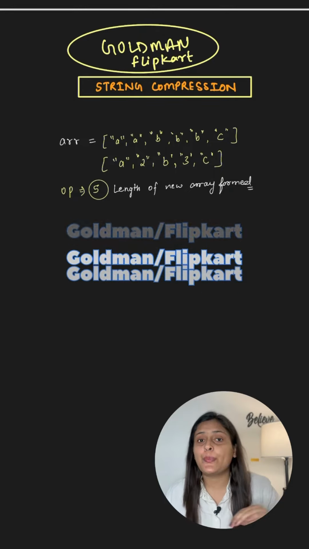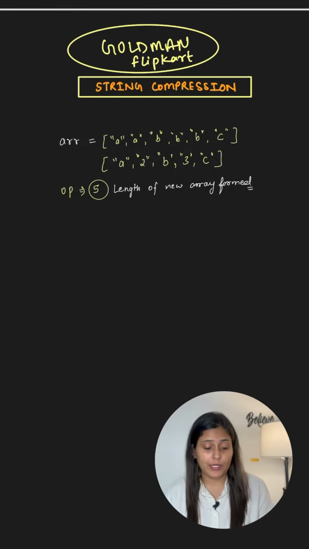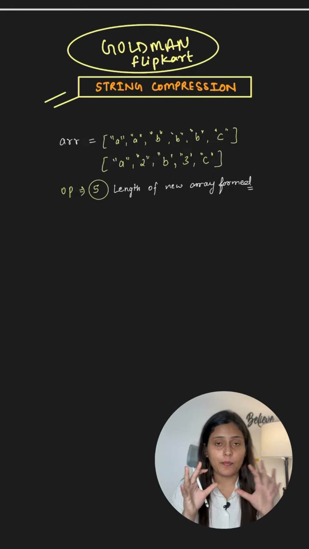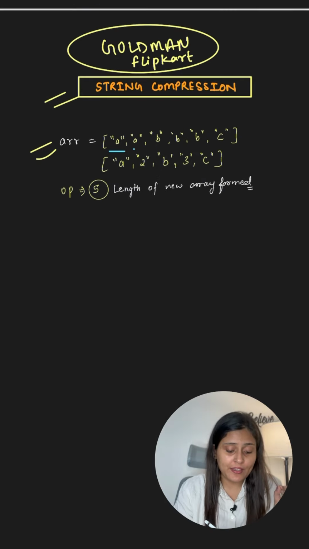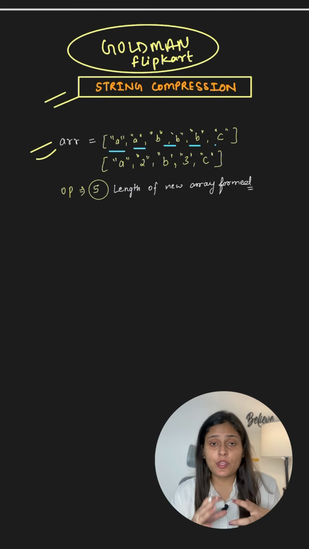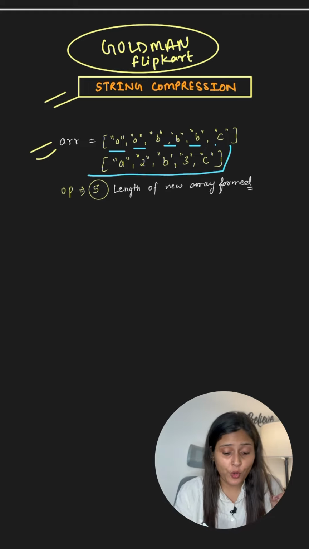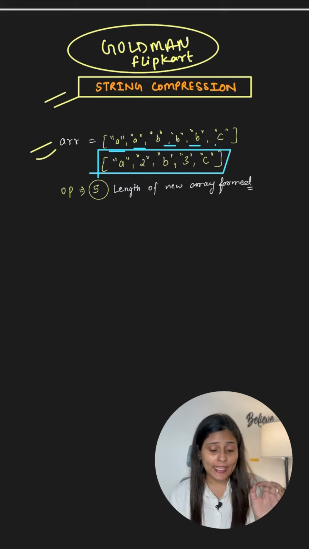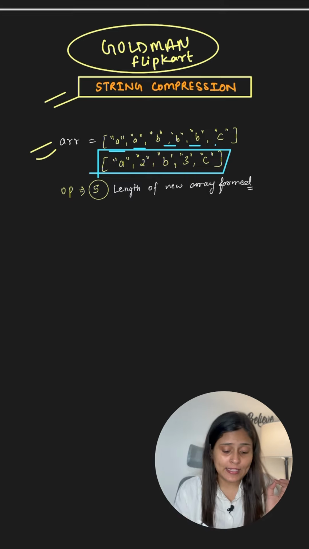This question has been repeatedly asked in most of the top product based companies. The problem name is string compression. You have been given an array in which the same element can occur multiple times, and your task is to return the length of the array formed with this condition. You have to form the array in this way.